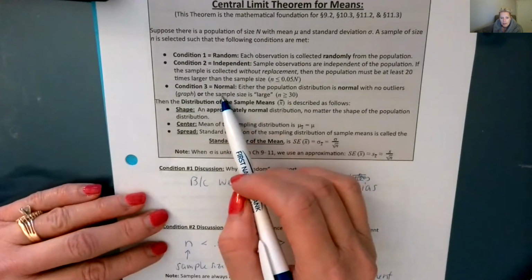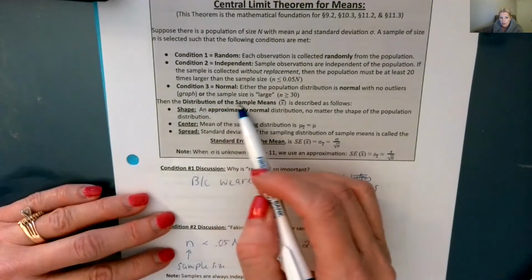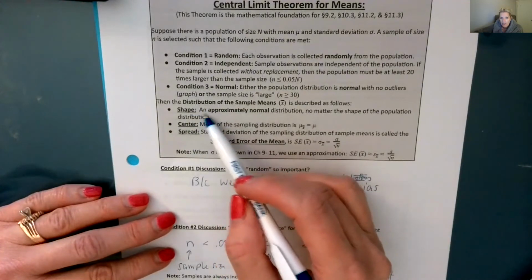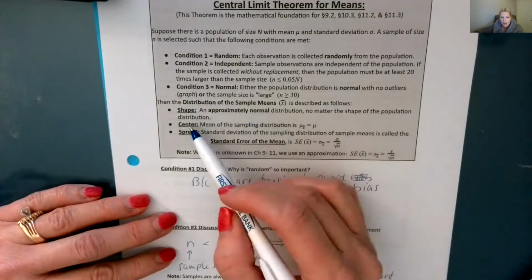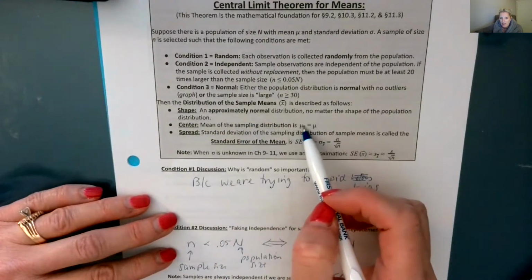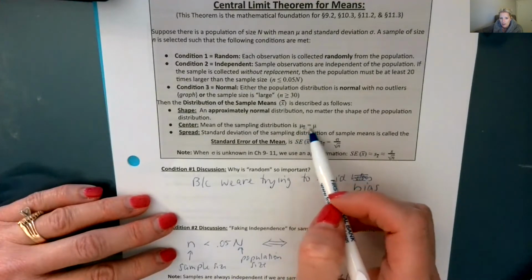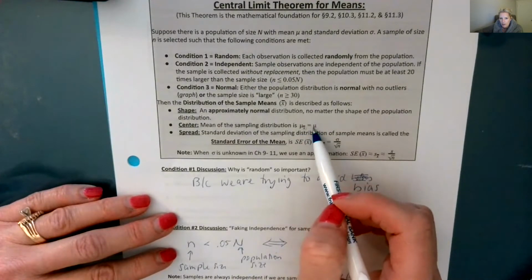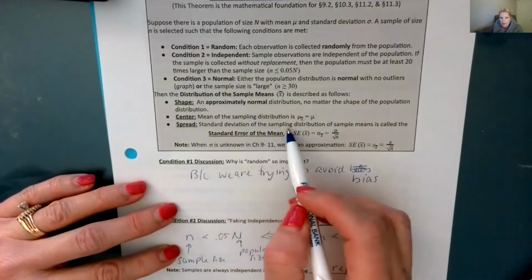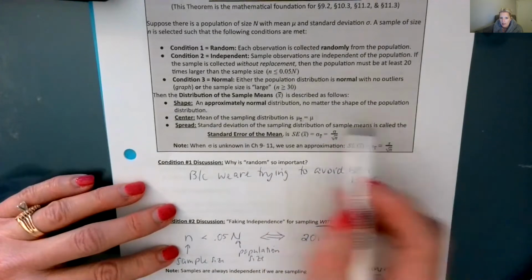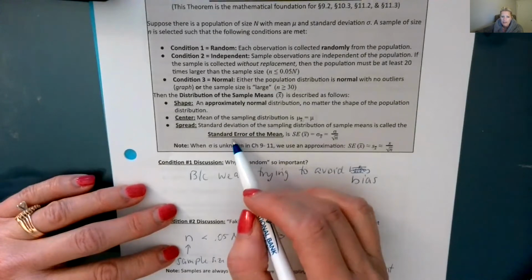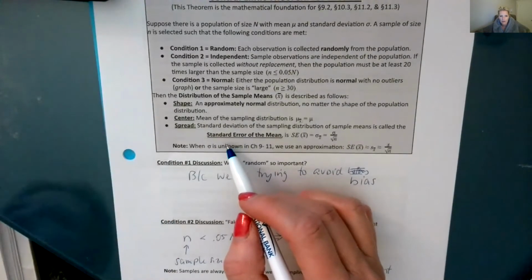If these three conditions have been met, we can then describe our distribution of the sample means by the shape, center, and spread. And our shape should then be approximately normal. Our center should be the center of the population. So the mean of the sample means should equal whatever you thought the population mean was. And then the spread, which is called the standard deviation of the sampling distribution of sample means, is called the standard error of the mean. So it's still a standard deviation, but it's got a new name called the standard error of the mean.